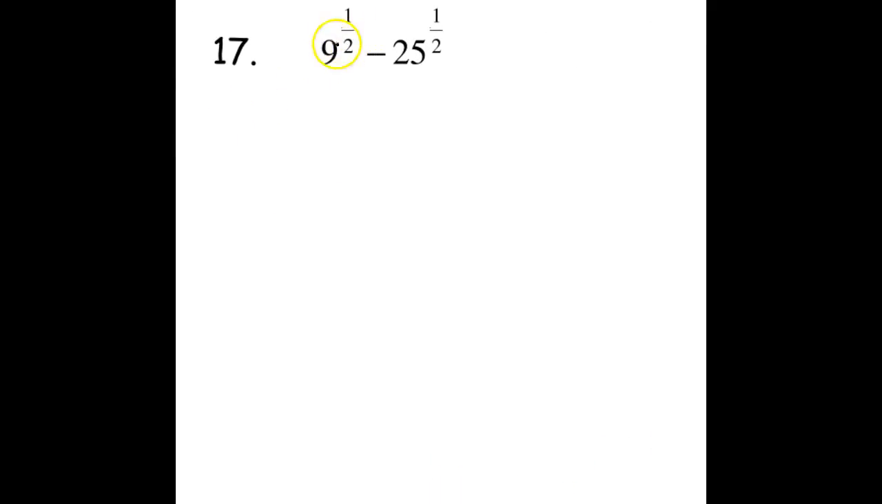17, we have a couple square roots because it's a half power. Remember, half power means square root. So square root of 9 is just 3. And square root of 25 is 5. So it's just asking really, what's 3 minus 5? And you'll get negative 2.